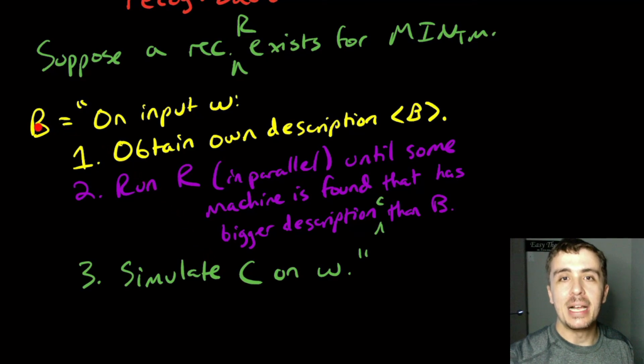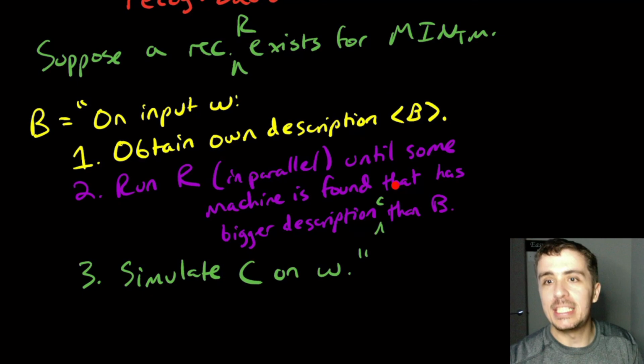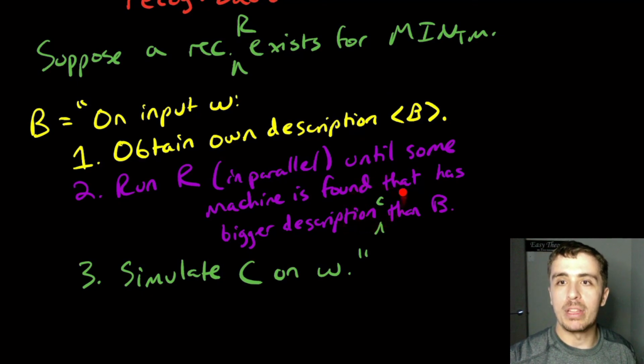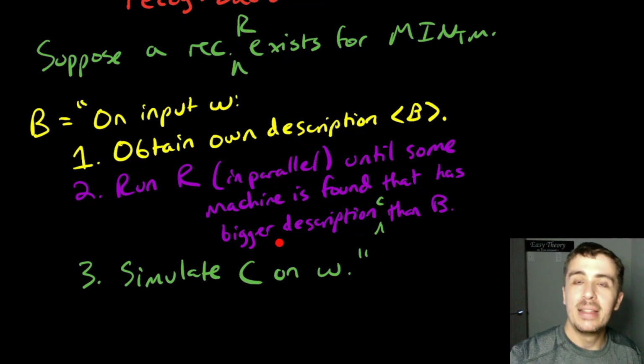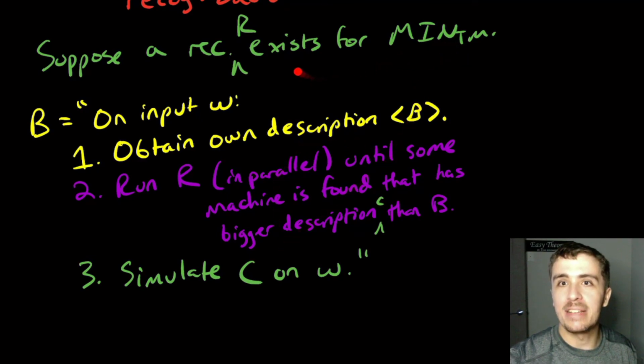But the thing is, B and C are identical because they're simulating the same input. Whatever input B gets, that's what C does. It does exactly the same operations because we were able to obtain our own description. So that implies that this recognizer can't exist, because it's able to find a Turing machine with a longer description that still has a smaller version with the same language, contradicting the fact that this thing is a recognizer. And so this recognizer can't exist as a result.